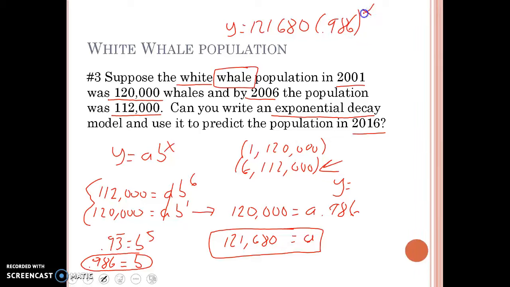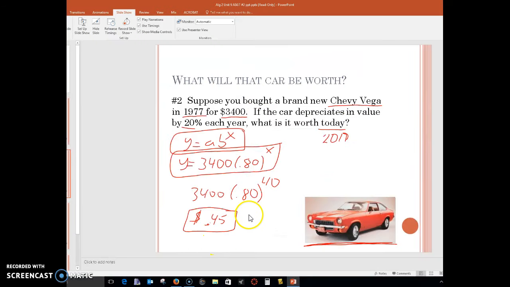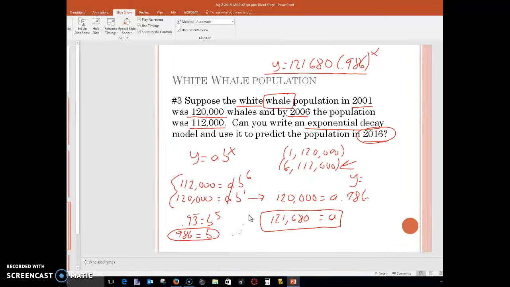And so we can use that equation to predict any year. If I wanted to predict 2016, I would just plug in 16 for x. And that would give me the value of any point in 2016. And that would end up being 97,106 whales at that point. And so let's go ahead and continue with this discussion.